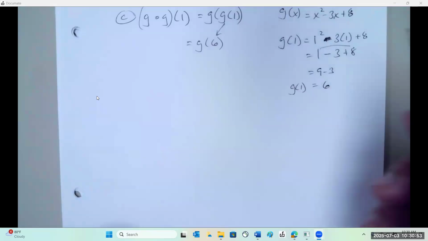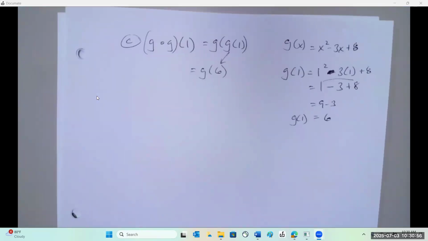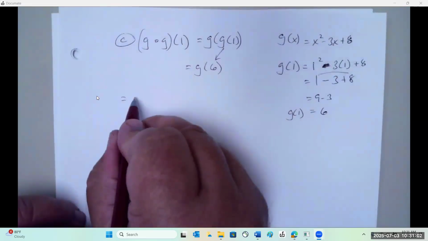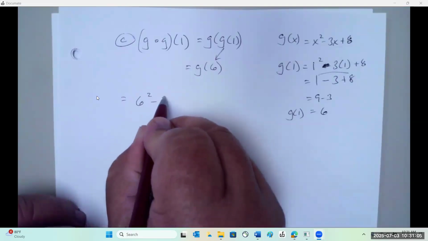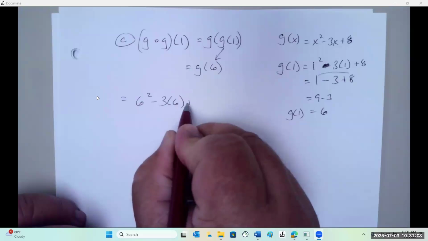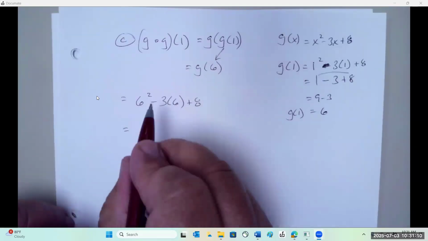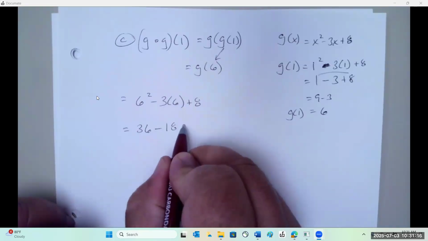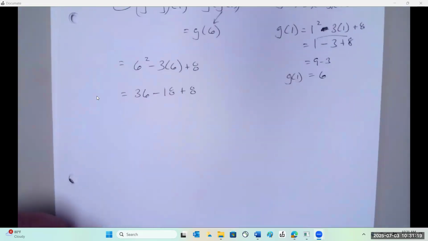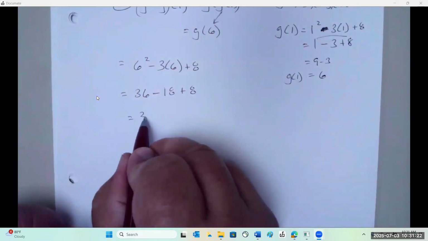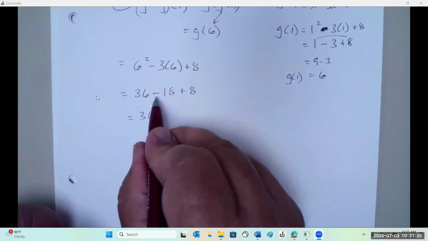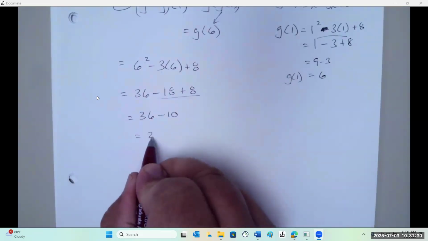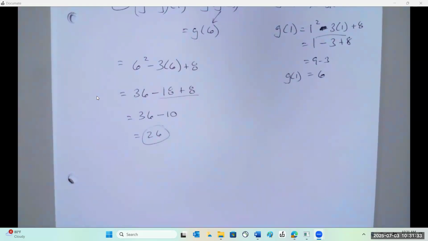Since g of 1 equals 6, I now have to find g of 6. So anywhere I see an x inside there, I put a 6 in its place. 6 squared, minus 3 times 6, plus 8. 6 squared is 36. 3 times 6 is 18. Negative 18 plus 8, I can combine those, makes it negative 10. 36 minus 10 is 26. That's my answer.